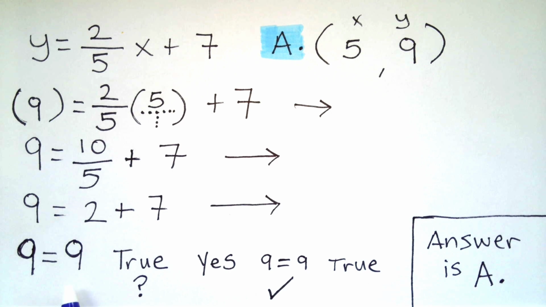Does 9 equal 9? Is that a true statement? Yes, it is. Absolutely 9 equals 9. That checks. It is a true statement. Your answer has got to be A. So we found the answer using substitution property. Now stick around for part 4 video and 5, maybe 6. I would like to show you how to use the graphing method in order to find the correct answer.